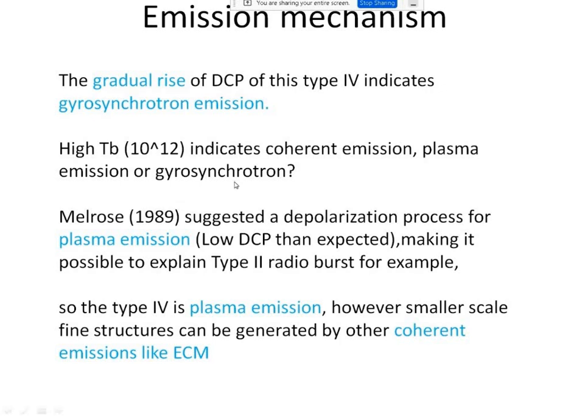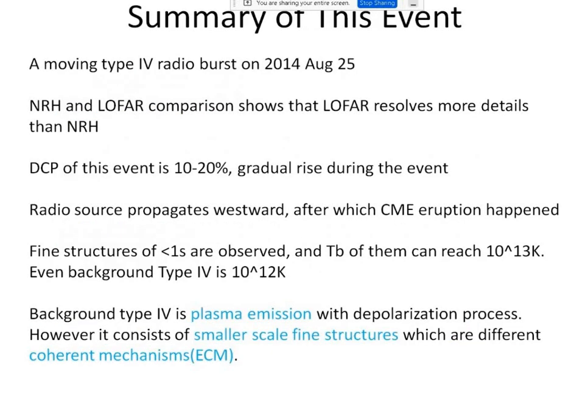We note that in 1989, Melrose suggested a depolarization process for plasma emission, which gives lower DCP than expected. It made it possible to explain type 2 radio bursts, for example, for a solar radio burst, making plasma emission possible for type 2 radio bursts. So the type 4 is most probably generated by plasma emission. However, there are smaller scale fine structures which can be generated by other coherent emissions, for example ECM, which are responsible for short time duration fine structures, which is also a spike burst.